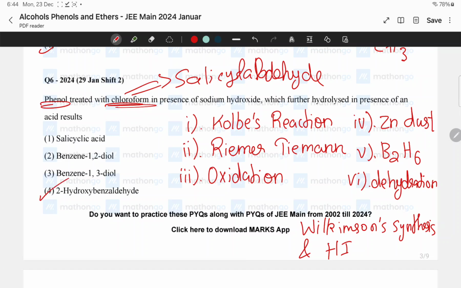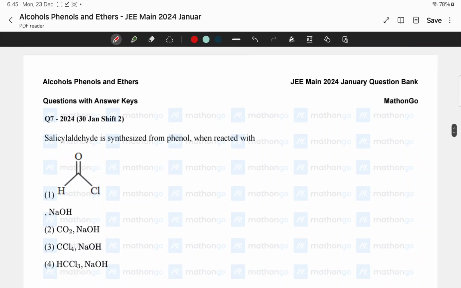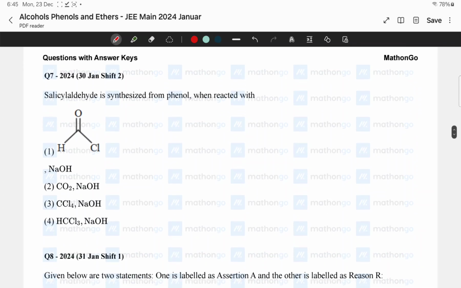Yes, next we will be writing question number 7. Salicylaldehyde is synthesized from phenol when reacted with. What is this? Every question is from Riemer-Tiemann reaction, my god. Every question is from Kolb's reaction, my god. This is the thing that you should learn from the previous year questions.